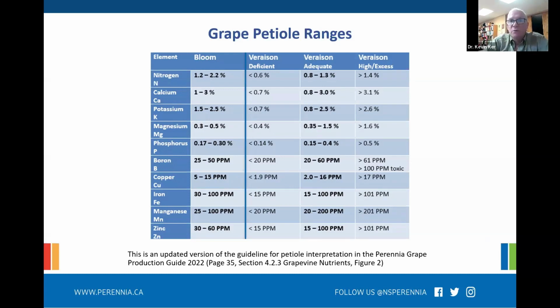If you're looking at the bloom period, if you notice the example at the top, nitrogen, very high nitrogen levels compared to what's at veraison. Fully expected. Bloom is a period of high active vegetative growth. I would expect that my petiole should be much higher. But if you notice many of the other materials, they're not radically different between bloom and veraison.